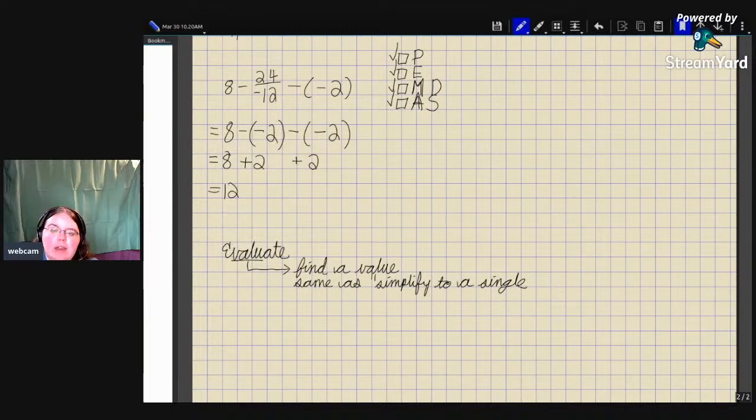Now that number might have any number of digits in it. It might be a fraction, it might be a decimal, but we'll get a number. So we're evaluating the expression negative 5x squared minus the sum of x and y if x equals negative 2 and y equals 3.